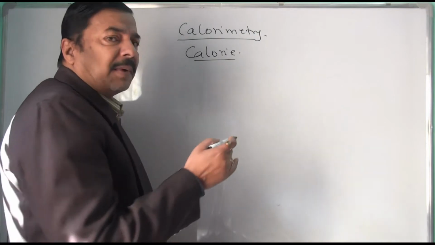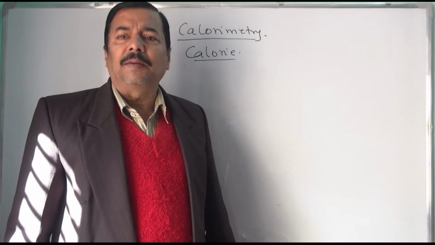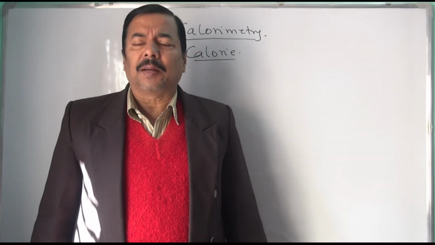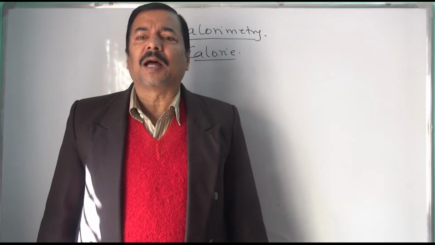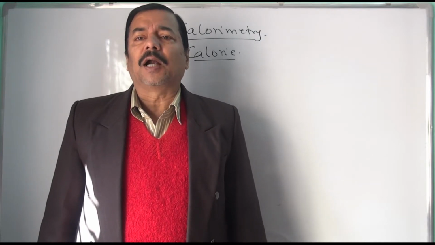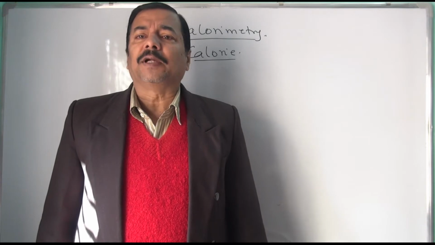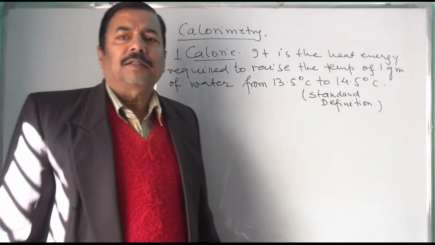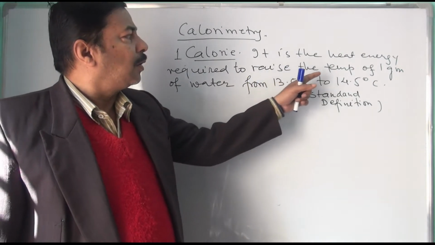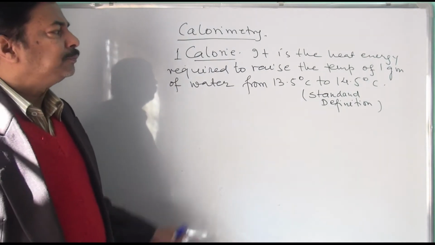Calorie was defined as the amount of heat required to raise the temperature of 1 gram of water from 13.5 degrees centigrade to 14.5 degrees centigrade. Sometimes you will find in books that it is the amount of heat required to raise the temperature by 1 degree C. That is also correct, but the standard definition is that calorie is the amount of heat required to raise the temperature of 1 gram of water from 13.5 to 14.5 degrees centigrade. So we can understand this very comfortably: 1 calorie is the heat energy required to raise the temperature of 1 gram of water from 13.5 to 14.5 degrees centigrade. This is the standard definition of calorie.